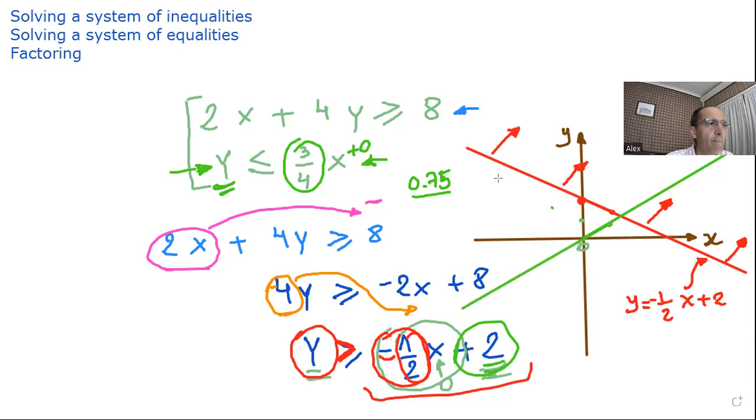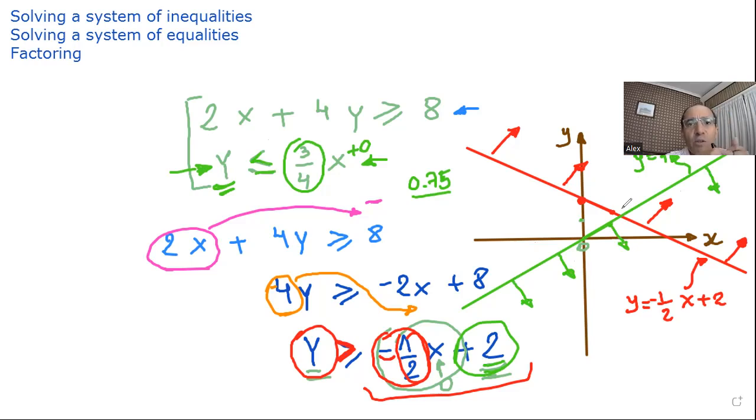That would be it. So this would be y equals 3/4 of x. But because y has to be less or equal than this, it has to be beneath this line. It's going to be below the line, right?